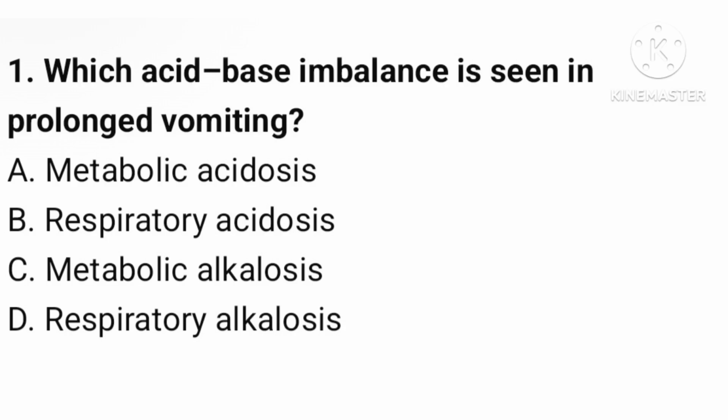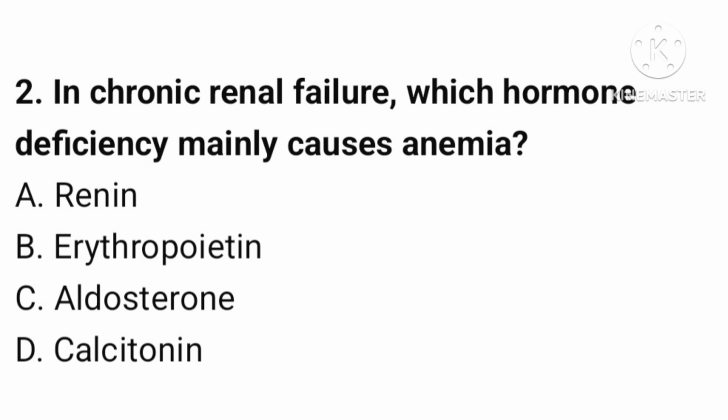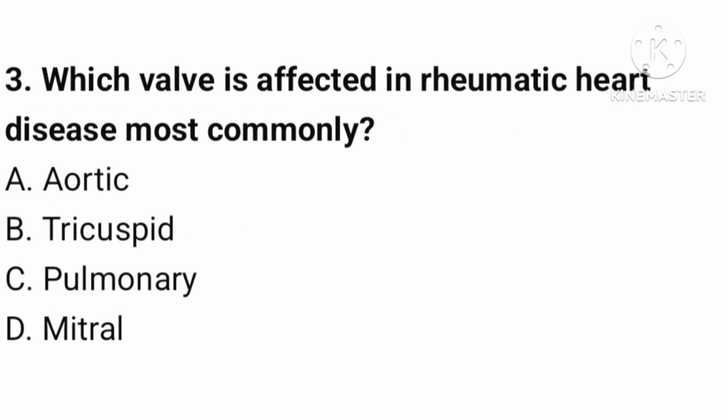Which acid-base imbalance is seen in prolonged vomiting? Correct option is C. In chronic renal failure, which hormone deficiency mainly causes anemia? Correct option is B. Which valve is affected in rheumatic heart disease most commonly?